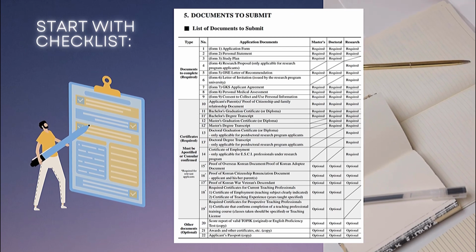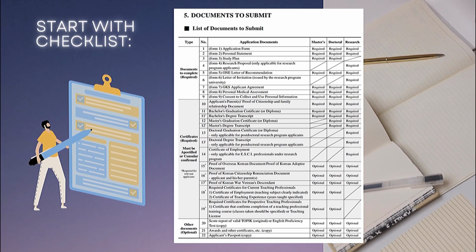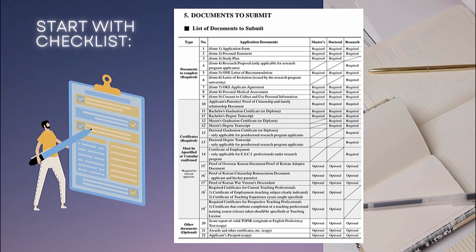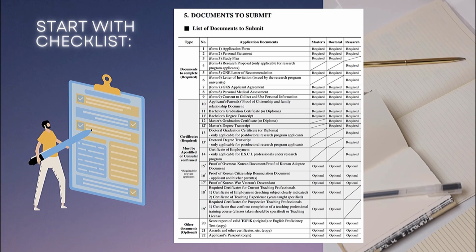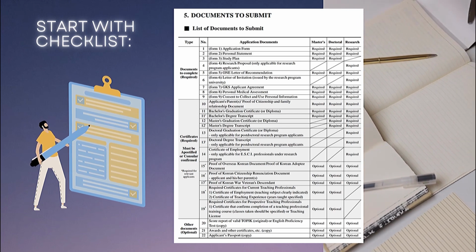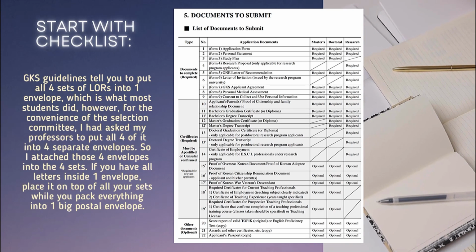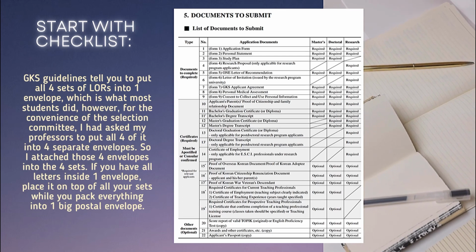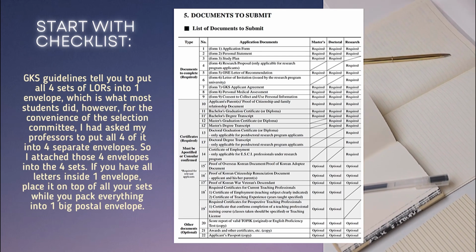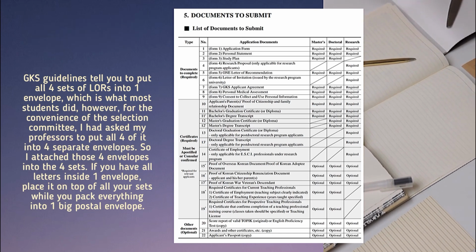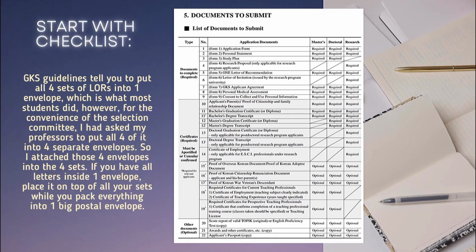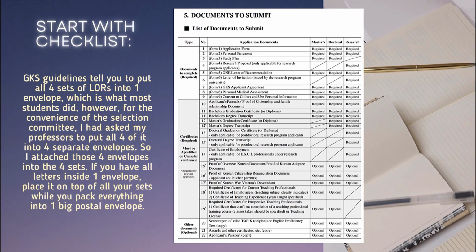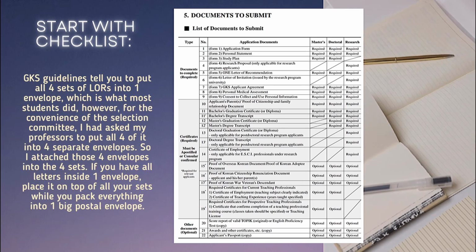And then comes the letter of recommendation. Please make sure if your chosen university needs 1 or 2 letters of recommendation and include it likewise. And then there's the GKS applicant agreement, the personal medical assessment, and the consent form. Include these in exactly this order, like the letter of recommendation should come after the study plan, and then the GKS applicant agreement should come after the letter of recommendation.